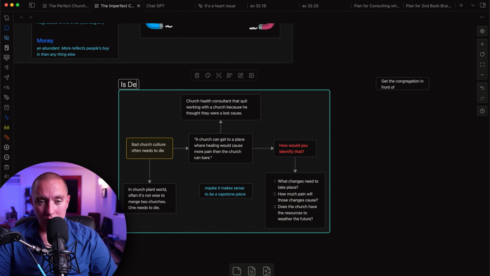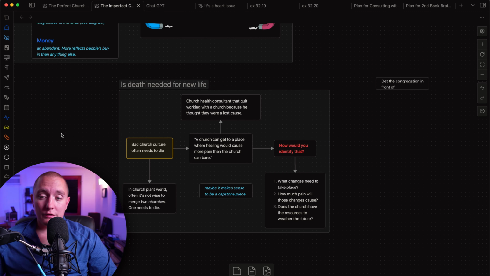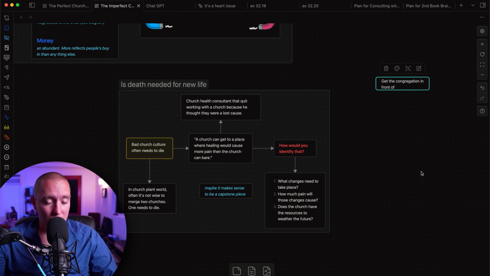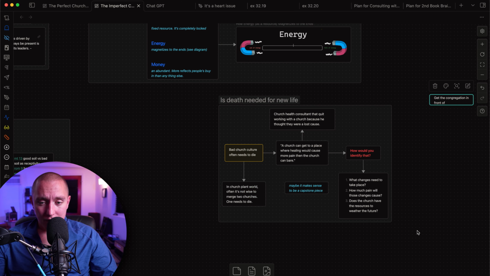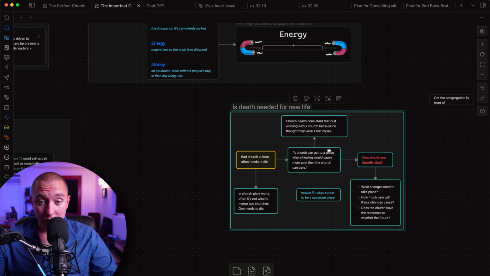Is death needed for new life? We don't want to do something silly and necessarily parallel this with the death of Jesus. That's not exactly what we're looking for here. But sometimes for new life to come, death must take place. And in churches, that can certainly be the case.